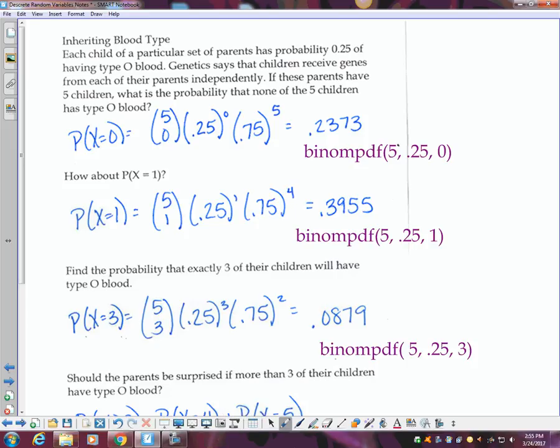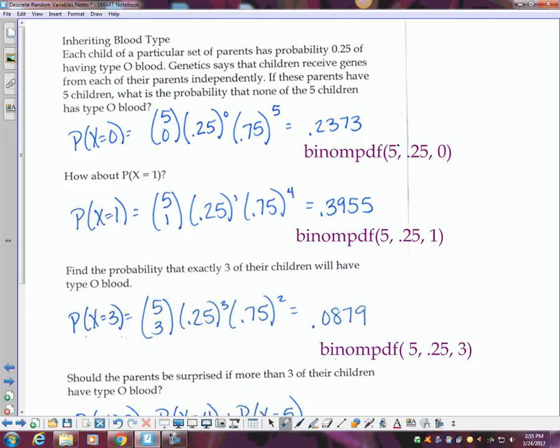Inheriting blood type. Each child of a particular set of parents has a probability of 0.25 of having type O blood. Genetics says that children receive genes from each of their parents independently. If these parents have, excuse me, 5 children, what's the probability that none of the children has type O blood?